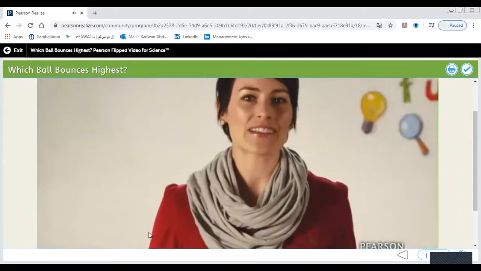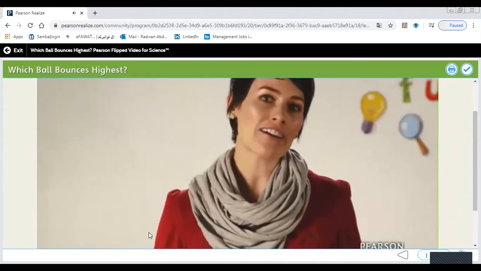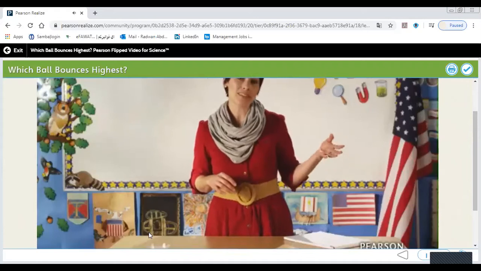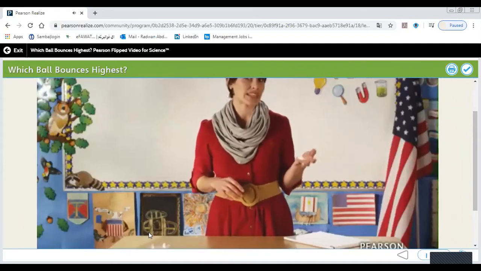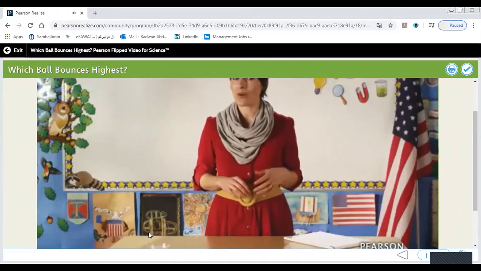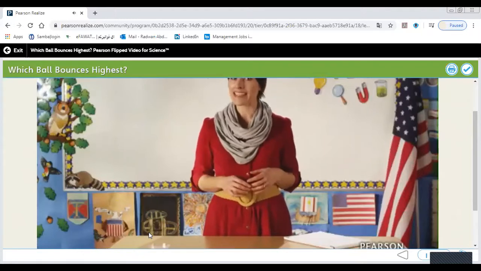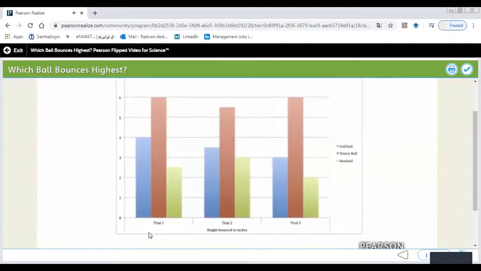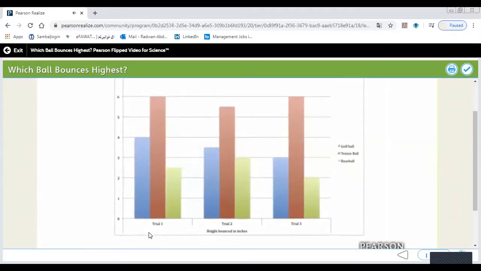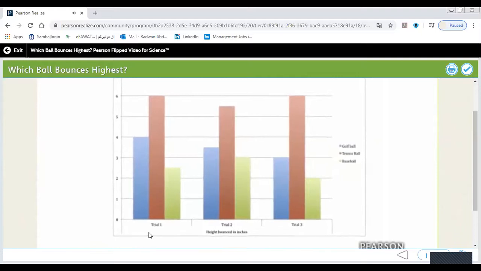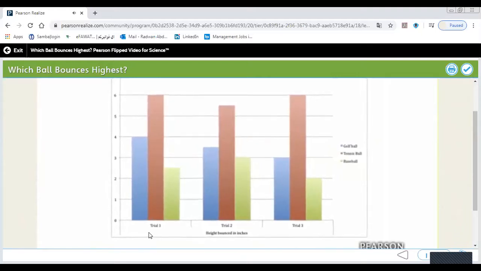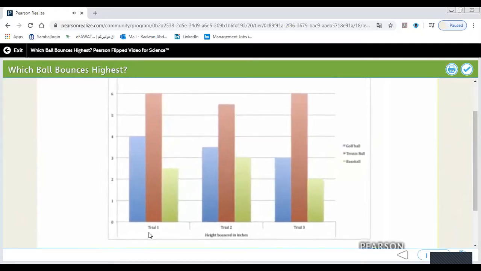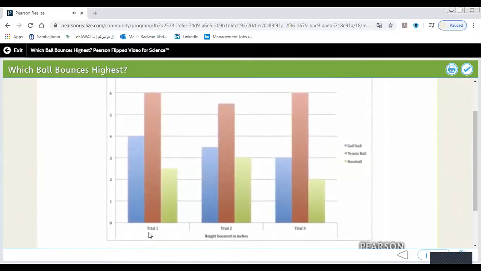Another type of graph is a bar graph. A bar graph makes it easy to compare the data being presented and can present multiple data using different colored bars for each item. Bars can be either horizontal or vertical depending on the data being displayed. On this graph, again, the x-axis shows the trials, while the y-axis shows the height bounced in inches. The red bar, which represents the tennis ball, is the tallest. This means that the tennis ball bounced the highest in each of the 3 trials.